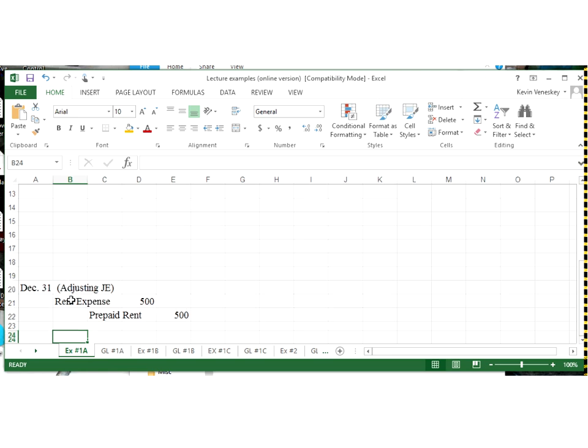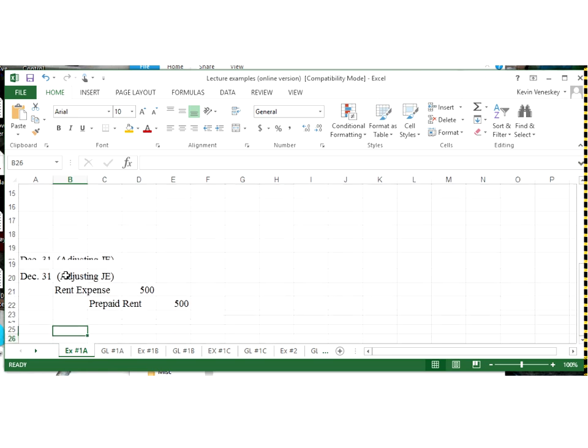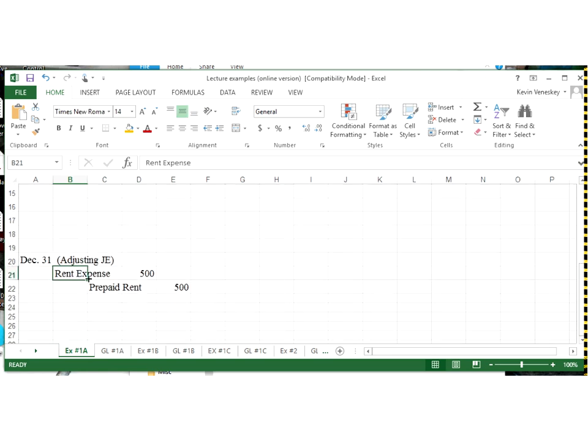So now I can show my journal entry of what I just did on the 31st. This was my adjusting entry. I debited my rent expense because I've now used the rent. And I'm crediting my prepaid account because that $500 is no longer prepaid. I've now used it.